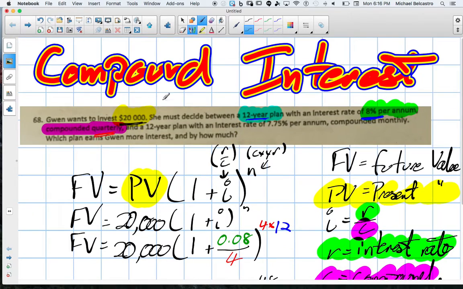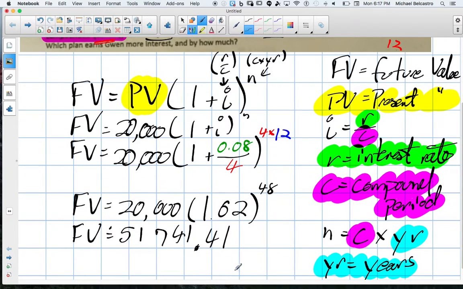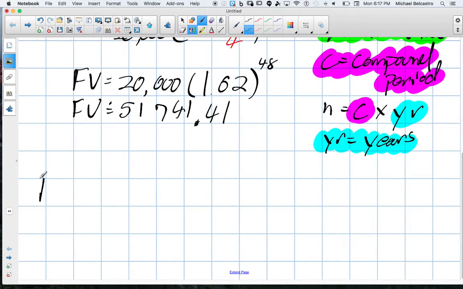So the second part of this question is the second account. Exact same formula, exact same process to set up. Instead of going through the variables, I'm going to try to set it up just from reading it. So it's a 12-year plan, so that means that's the years. It's 7.75% per annum, compounded monthly. So our C value is actually 12 in this case rather than 4. And the present value is still that 20,000, and he doesn't have a different amount to invest. So still looking for future value.